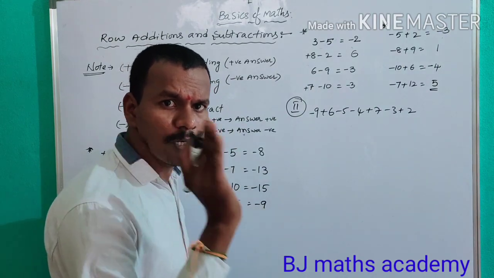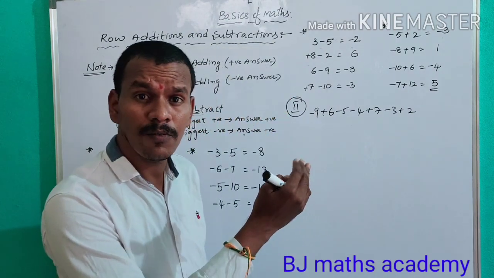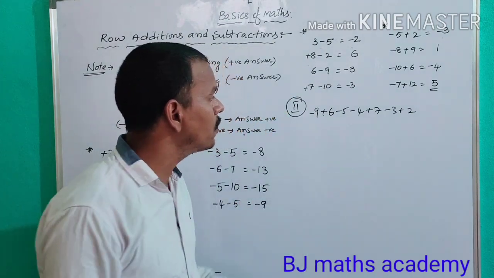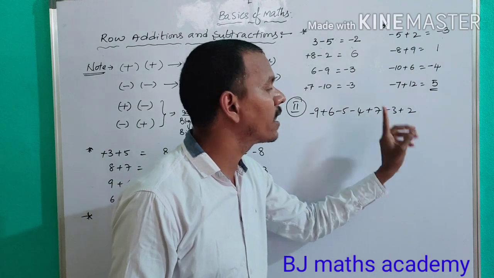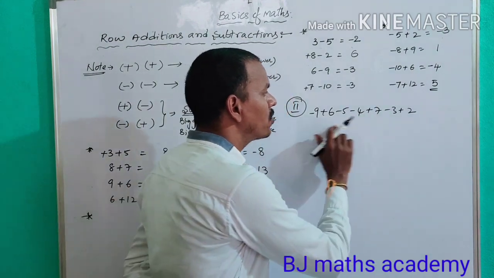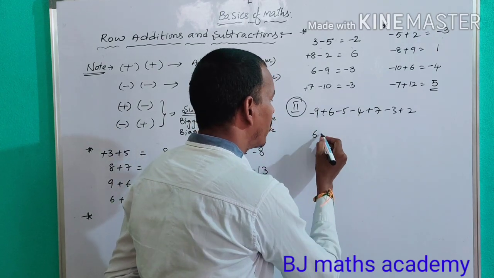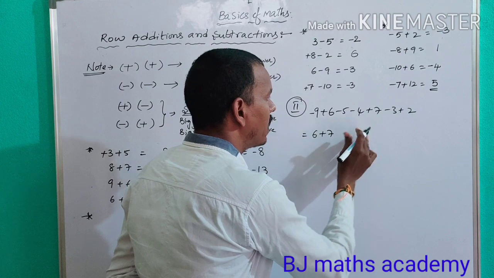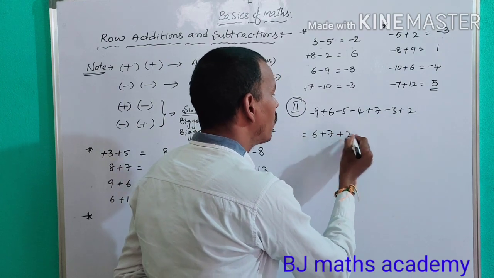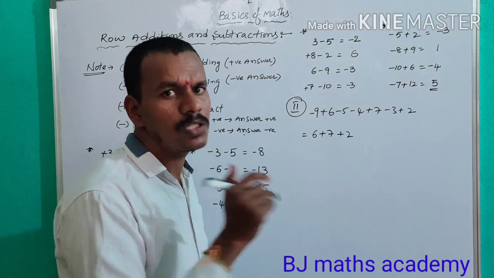The positive numbers, we can write first. Next, the negative numbers we can write last. That is very important. What are the positives in that? Plus 6. Next, plus 7. Next, plus 2. So positives are written first. Even if only one is there, you can write it first, no problem.